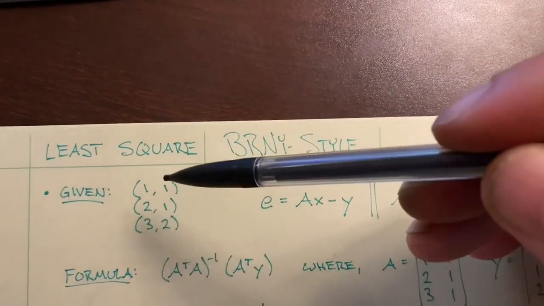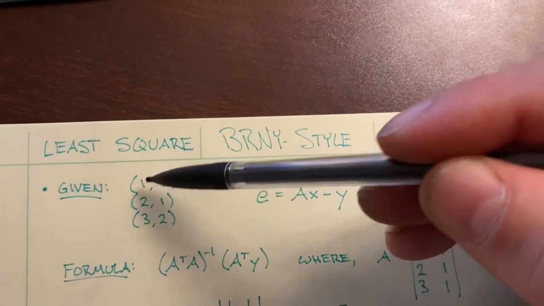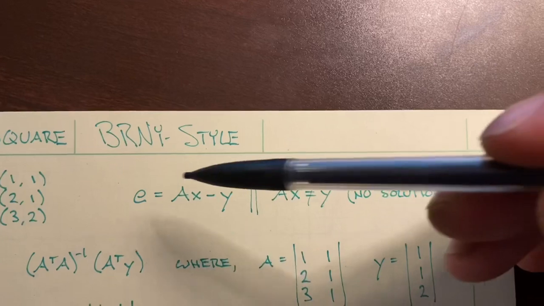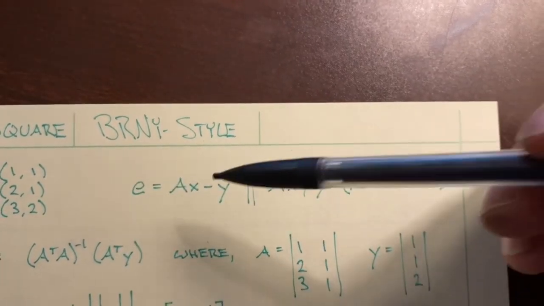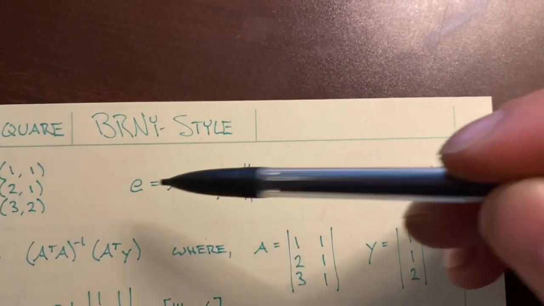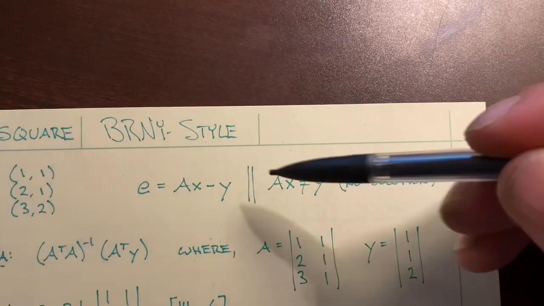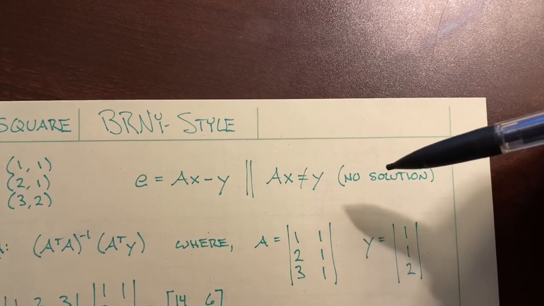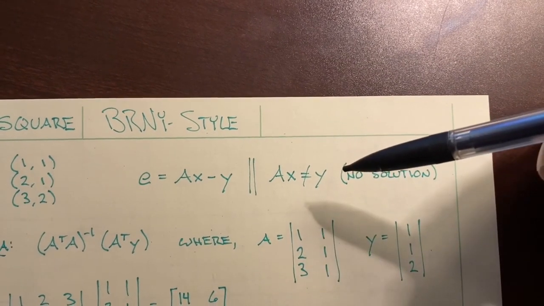So you're going to be given, let's say, a set of points here, x's and y's: 1, 1, 2, 1, 3, 2. And now remember, we're looking to solve for the error margin here, where Ax minus y is equal to the error, because Ax equal to y does not have a solution. So we just want to find the closest thing that we can get to a solution.